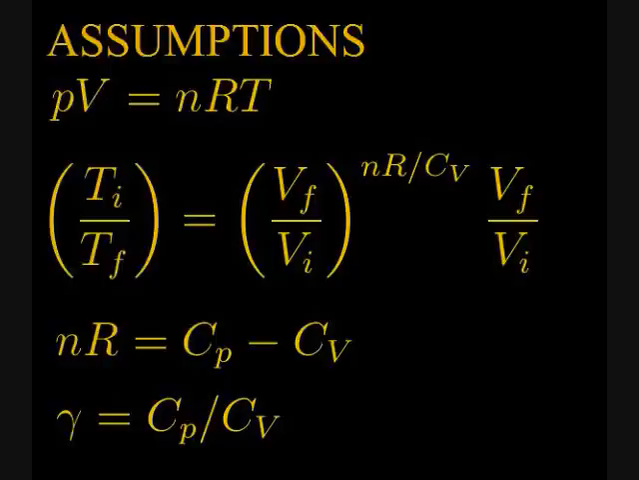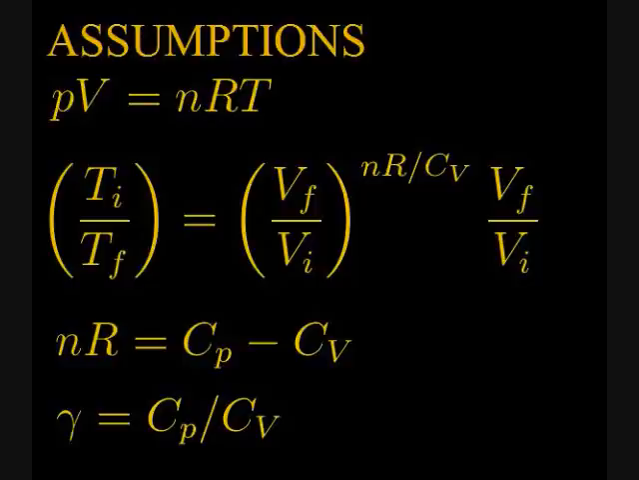Let's derive a relationship between the initial and final volumes and pressures of an ideal gas during an adiabatic expansion. We will make the following assumptions. The ideal gas has equation of state PV = nRT.